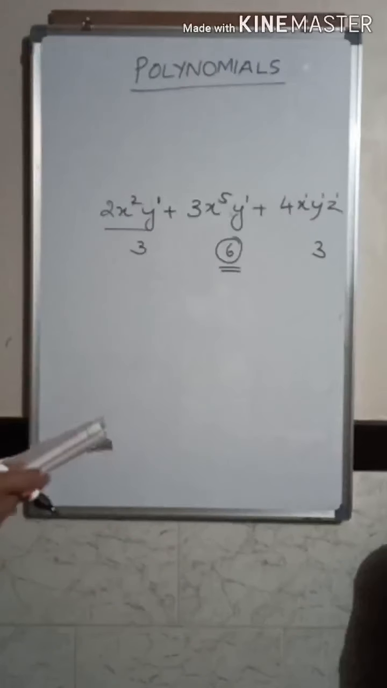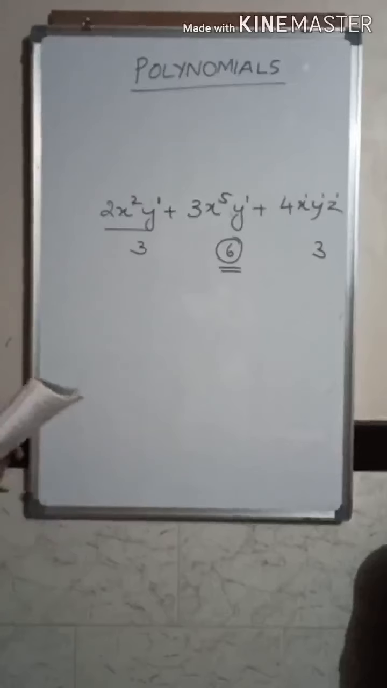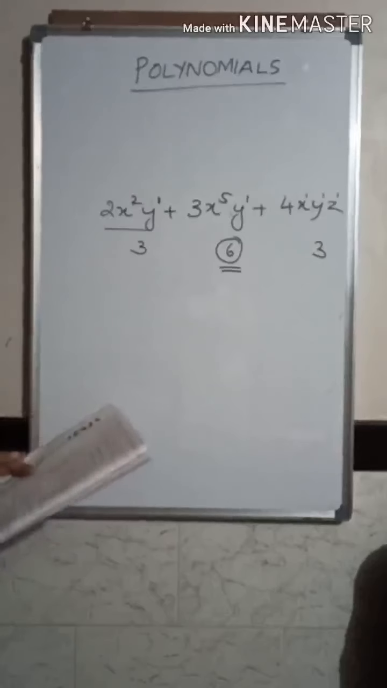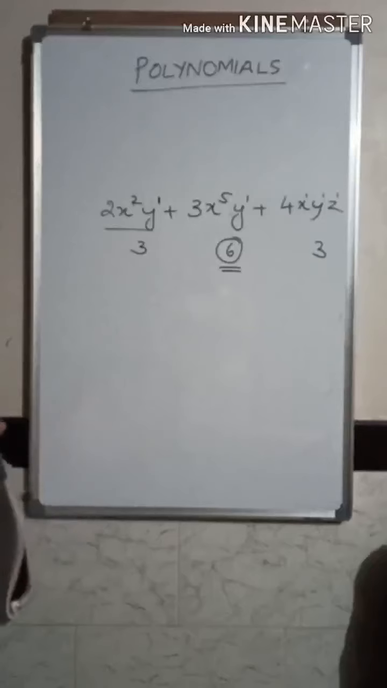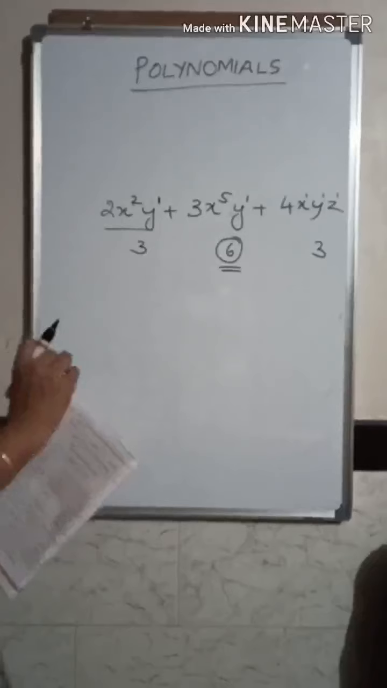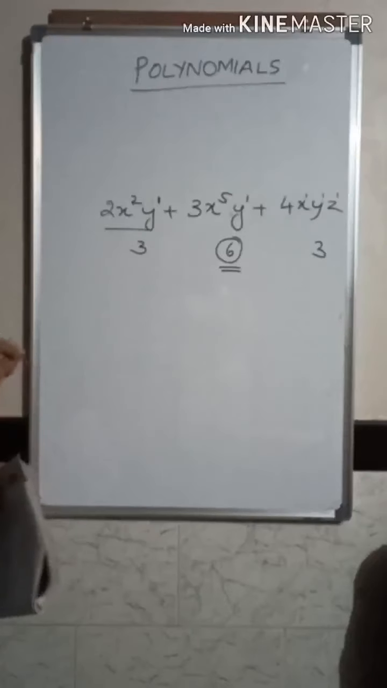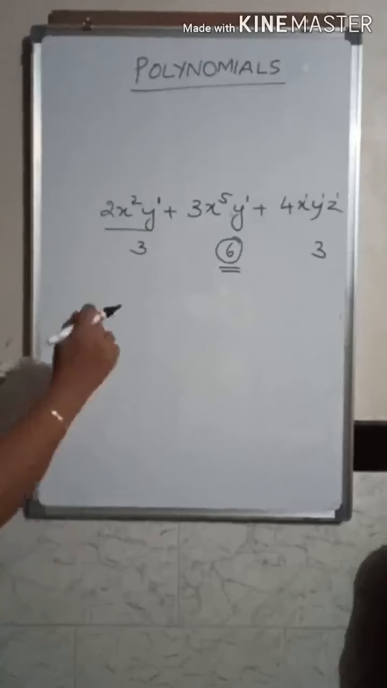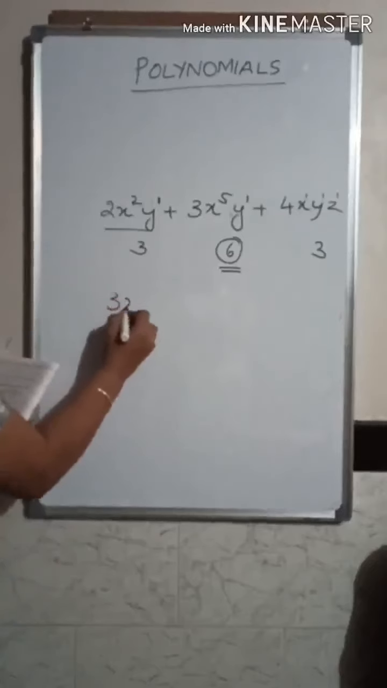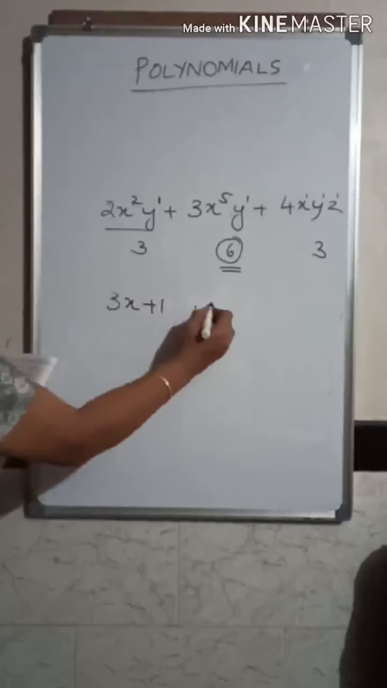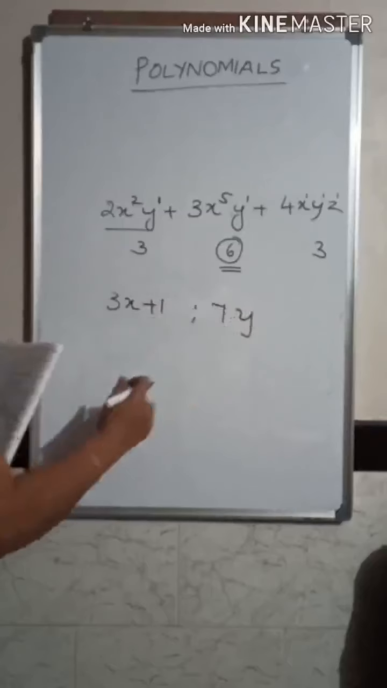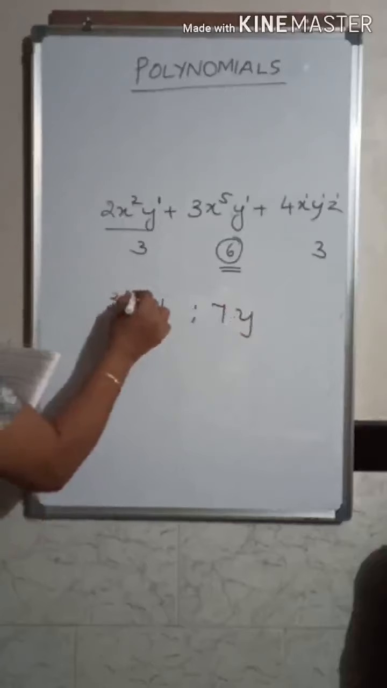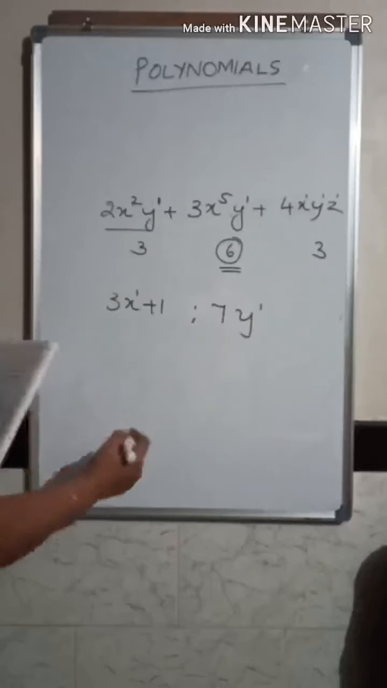Now the polynomial in one variable, based on the degree, you can classify them as a linear polynomial, quadratic polynomial and cubic polynomial. Now what is a linear polynomial? In a linear polynomial, if the power of the variable is equal to 1, then you call such type of a polynomial as a linear polynomial. Now for example, 3x plus 1 or 7y. So here when you look at the variable, the degree of the variable is 1. Here also it is 1, here also it is 1.